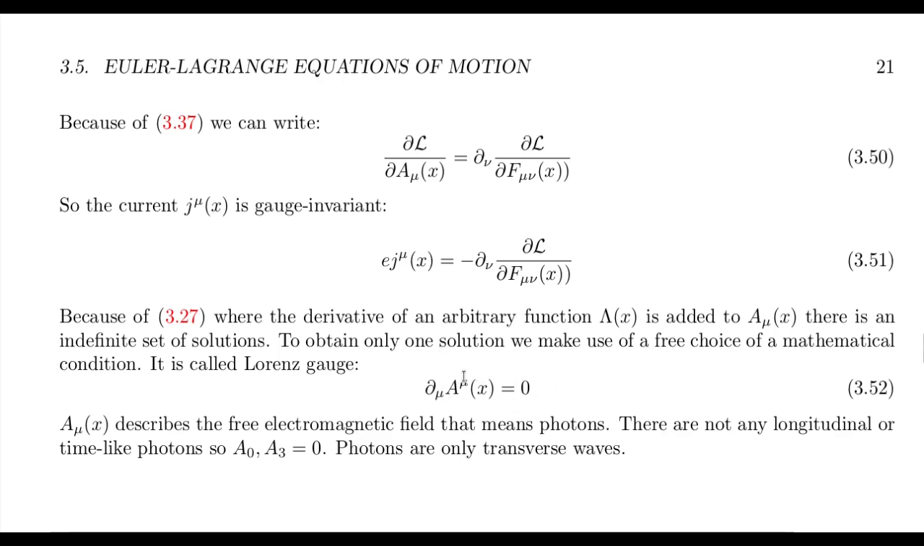The gauge field describes the free electromagnetic field. That means photons. And photons have no longitudinal or time-like component. Photons are only transverse waves. And so that means that the components A0 and A3 are 0. They vanish. Now we finish lecture 3.